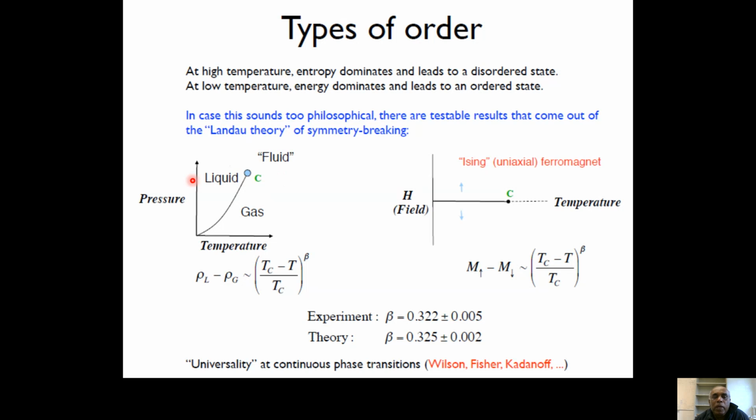So if you look at these two phases, between liquid and gas, the density, liquid density minus gas density, actually follows this kind of scaling relationship. We have this Tc, your critical temperature. Here, this is more like the supercritical temperature, right? So minus T over Tc to some exponent.